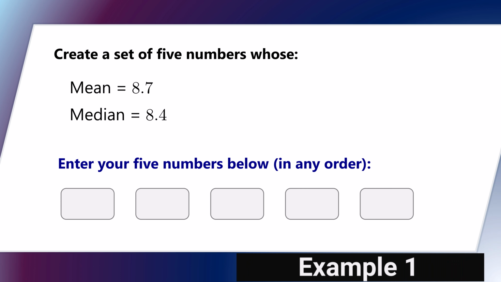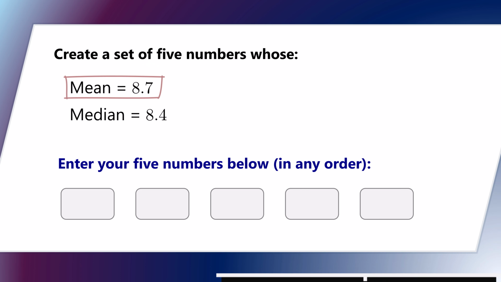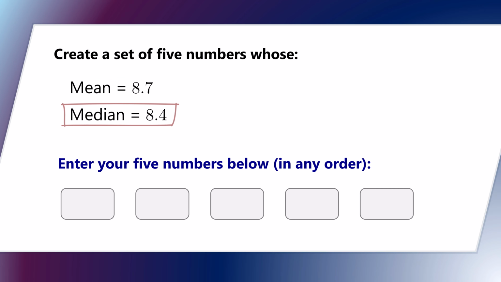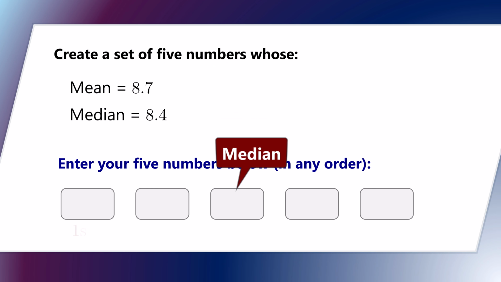For this problem, we need to find 5 numbers with a mean of 8.7 and a median of 8.4. Since we have an odd number of values, the median must be the middle number when the data is sorted. So let's assume the data is sorted and place 8.4 right in the center. Now let's look at the mean.